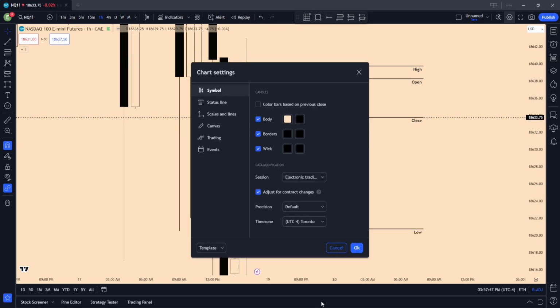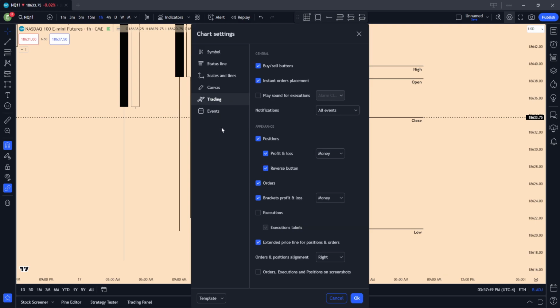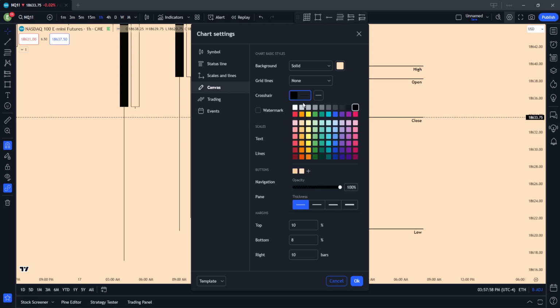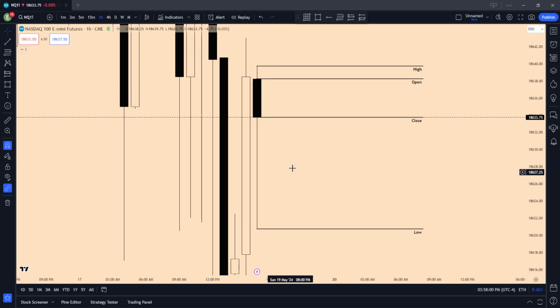Let me take off this crosshair. Canvas, crosshair. How do you take off a crosshair? I guess I'll just make it like that.